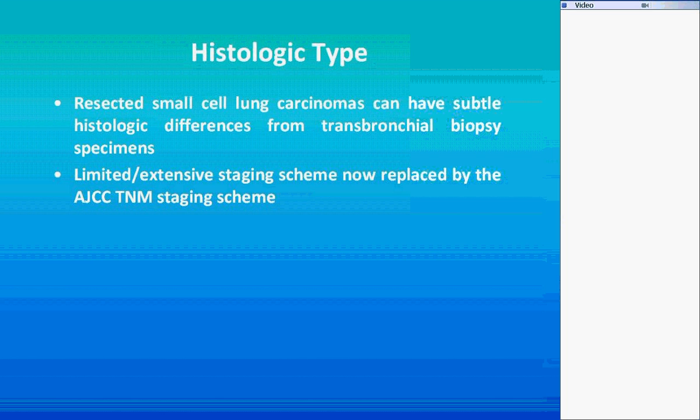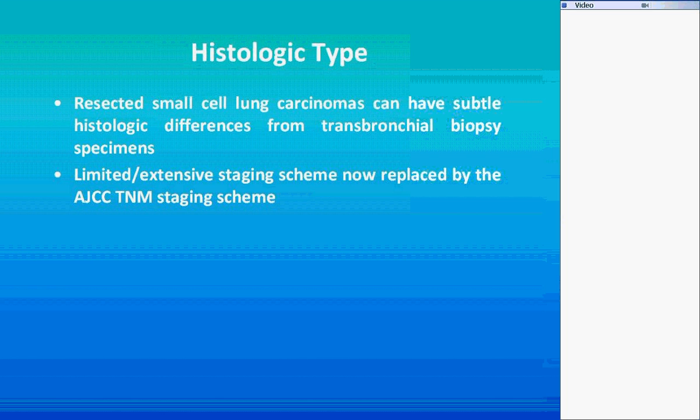Another critical thing about small cell carcinoma is based on the data from the International Association for the Study of Lung Cancer. It's been found that the staging traditionally used, limited versus extensive, really should be replaced by the AJCC TNM staging scheme, just as we use for non-small cell carcinoma. It does appear to be equally applicable to small cell carcinoma, and they should now be staged as such.